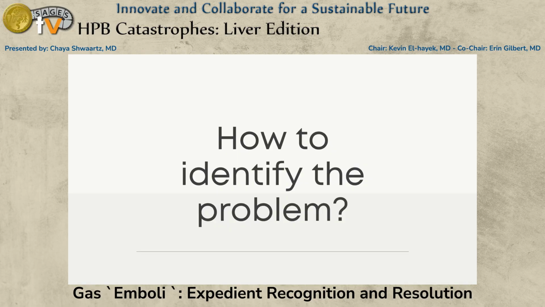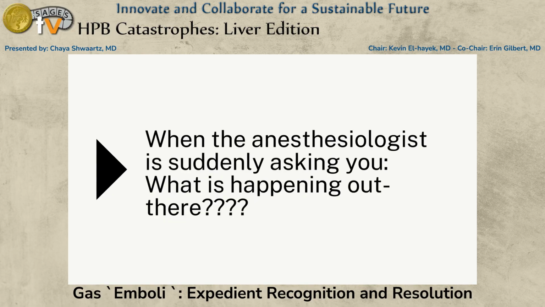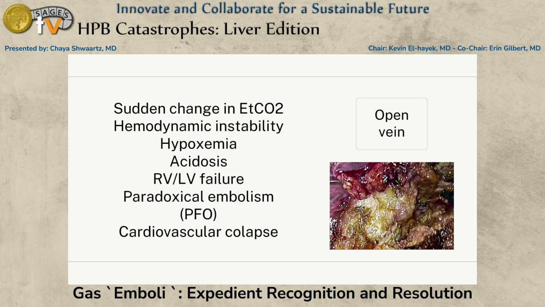So then, next step, how do we identify the problem? When the anesthesiologist starts to tell you things like "what's going on there?" or "something went wrong," then you know that something is going on, even if you didn't notice it before. Sometimes we make a small hole in the vein and don't really tell anyone, and then there's a problem of communication.